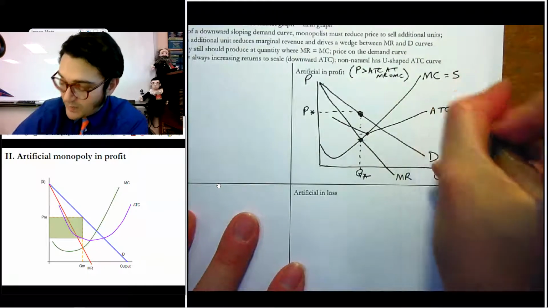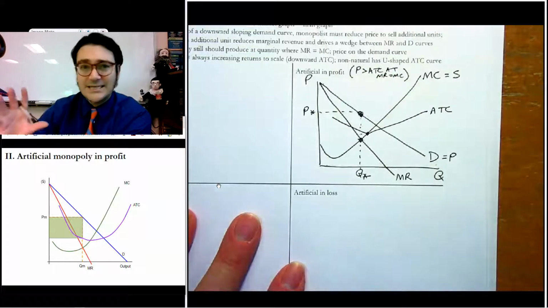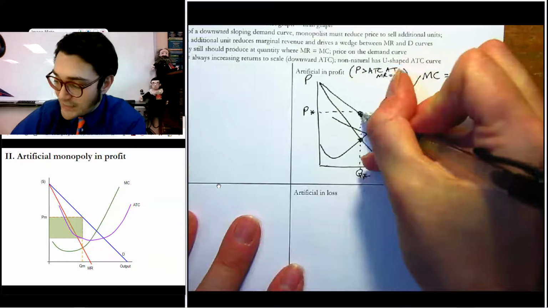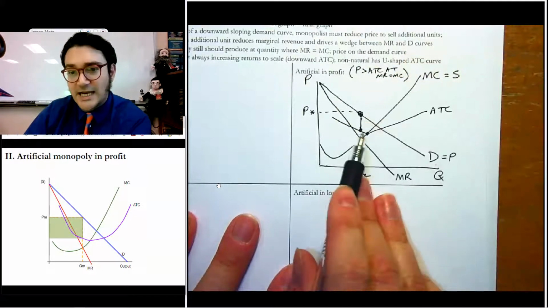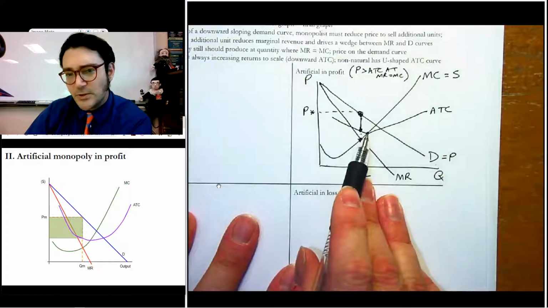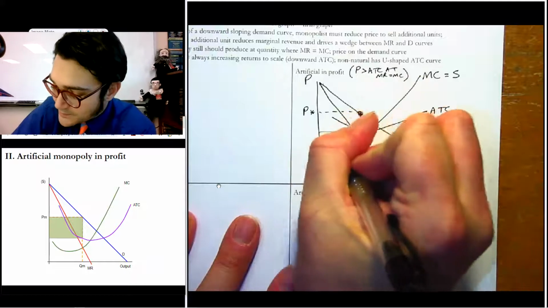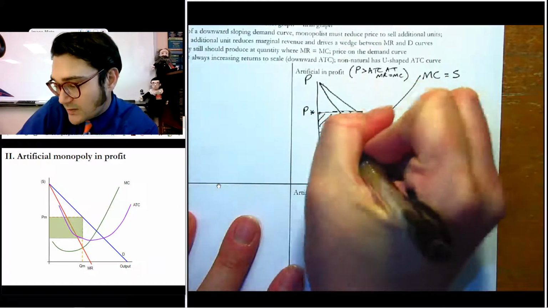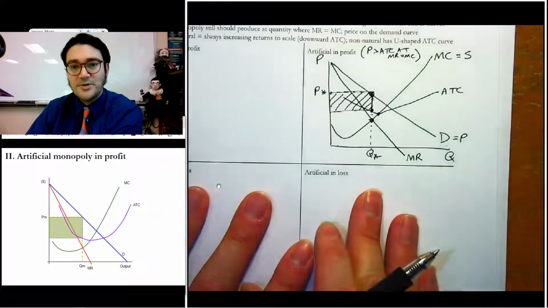ATC. Now, where we're going to compare in order to find the profit rectangle is exactly the same as we did in perfect competition. You compare price and ATC. So we go down from the price to the ATC. And notice that it's not at the minimum of ATC because that's where the marginal cost curve is. It's just right here. And then we're going to go over. And so that is our profit rectangle. Okay.